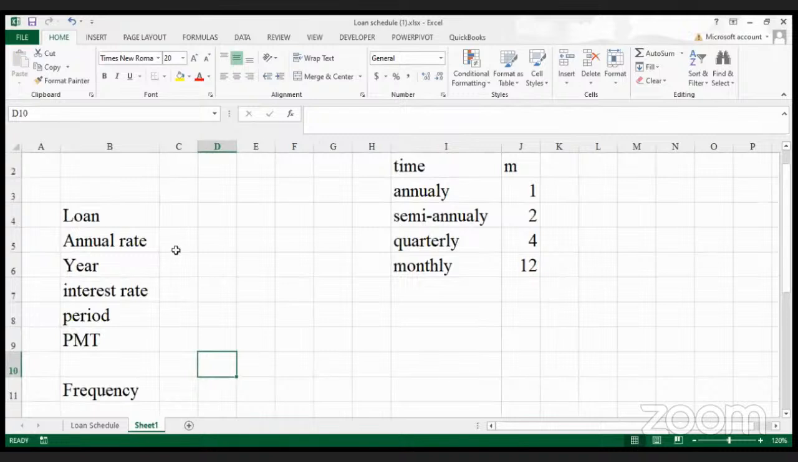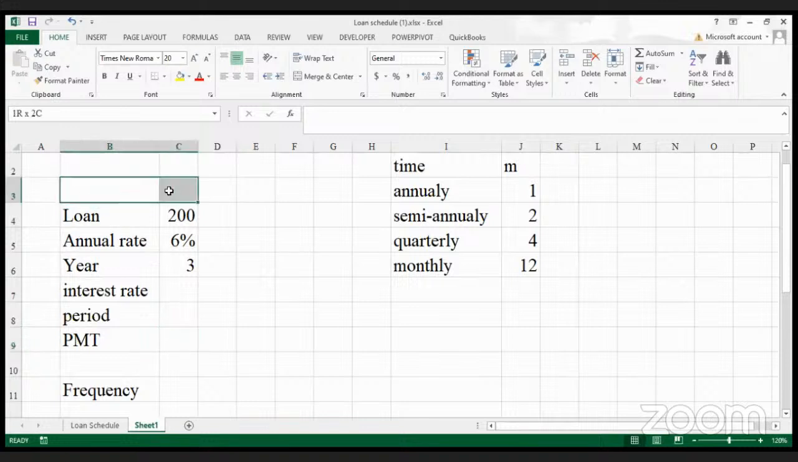So first thing is to have a sample here. Let's take that this company is going to give out a loan of 200. Annual rate is 6%. Let's make it 3 years. Interest rate, period, and periodic payments are the things we are going to justify in this.